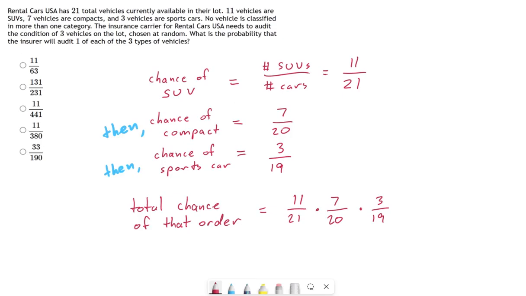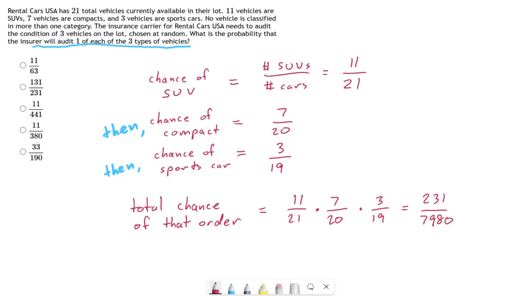This is going to be 11 times 7 times 3, which is 231, divided by something kind of big, 7,980. You might say, okay, well, that's not one of my choices. There's a little more going on here. It's not just the total chance of picking cars in that order. Look at what this question is really asking. It's just saying, what are the chances we're going to audit one of each of the three types of vehicles? They didn't say anything about the order that the vehicles had to be picked in.